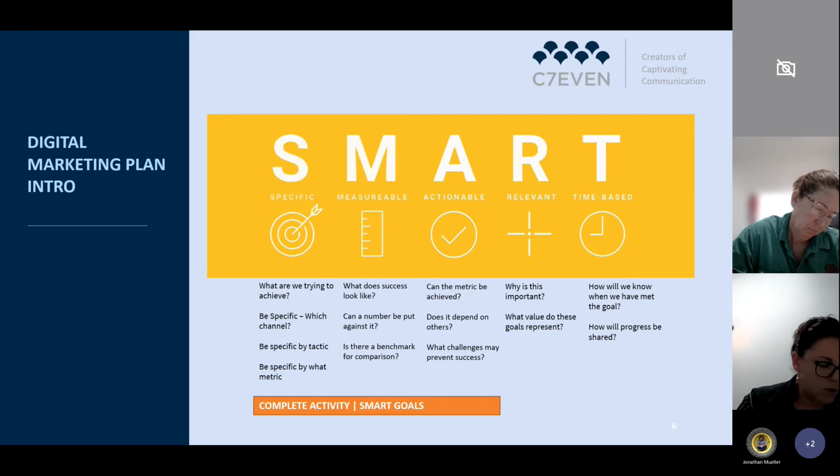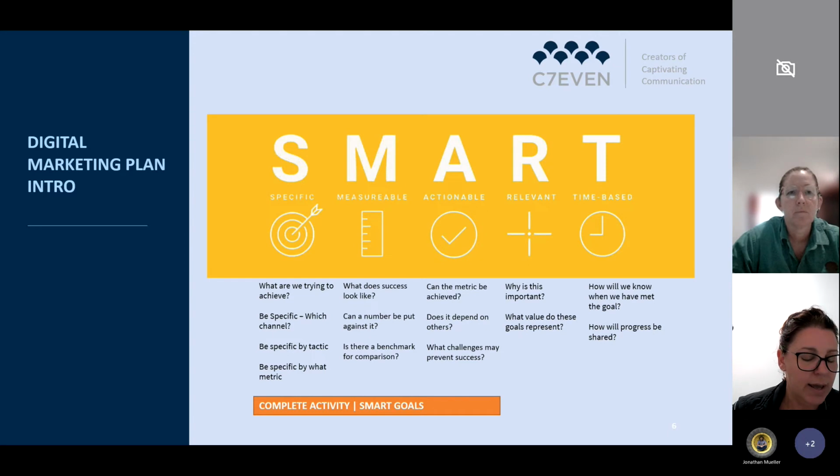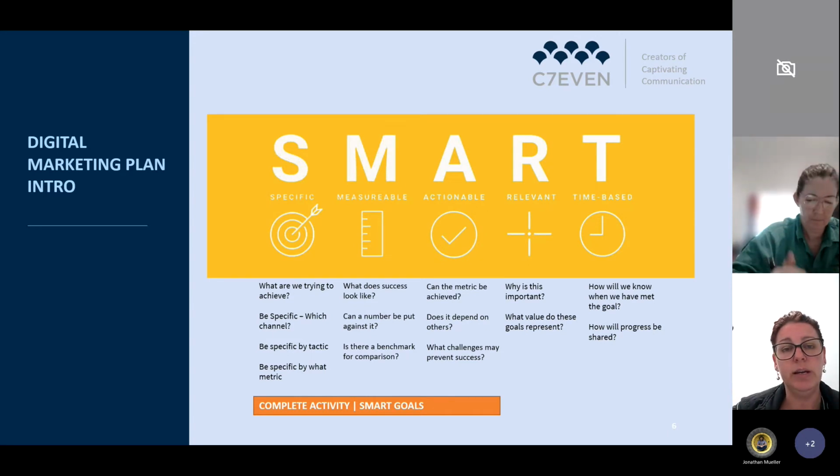So with your SMART goals, S stands for specific, M is for measurable, A is for actionable, R is for relevant, and T is for time-based. So it's a really good way, if you ever think you've got a cracking idea and you think it's going to go gangbusters for the business, to sit down and put any idea through its paces with this little acronym. And what that does is instantly give you a bit of a framework as to if it's going to go the distance or not.